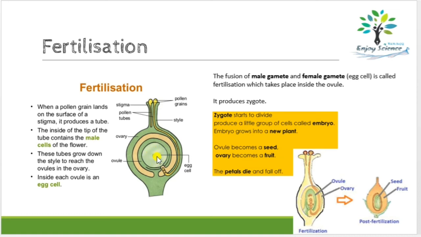Okay, so there are many changes that take place after the fertilization. So after the fertilization, the zygote is formed, and the zygote will start dividing and slowly transform into an embryo. Okay, and this ovule will transform into a seed, and the ovary, this bulging part, will transform into a fruit. Okay, and the other parts of the flower, that is petals and sepals, will die and fall off. Okay, so this is how fertilization happens in flowering plants.